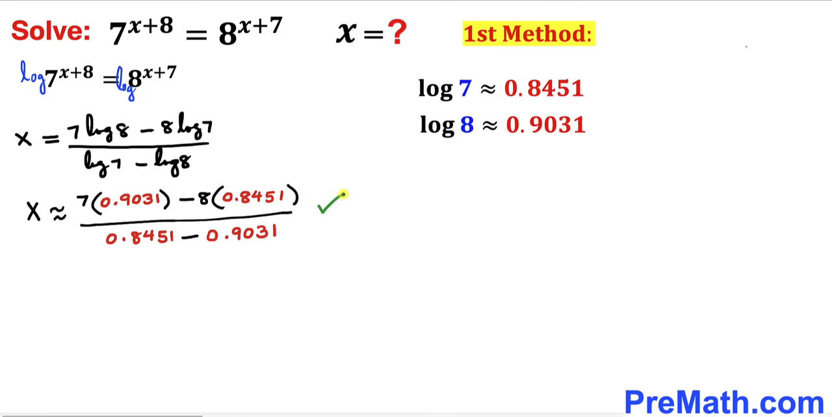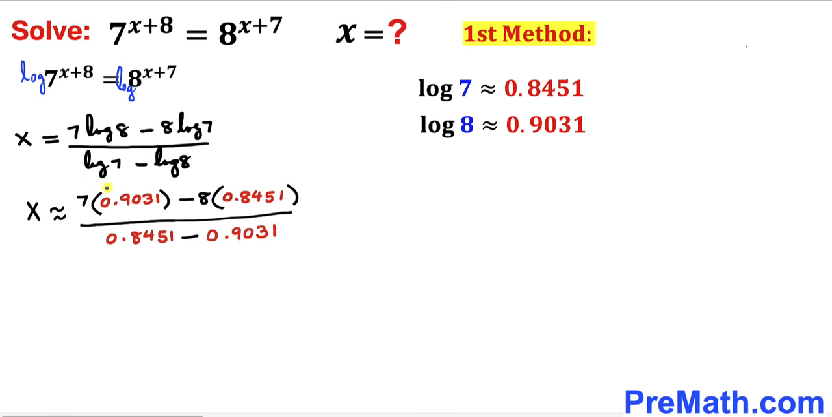As you can see in this next step, I have substituted those values. For log of 8, I have substituted 0.9031. For log of 7, 0.8451. And likewise, in the denominator, I have substituted those values over here as well.